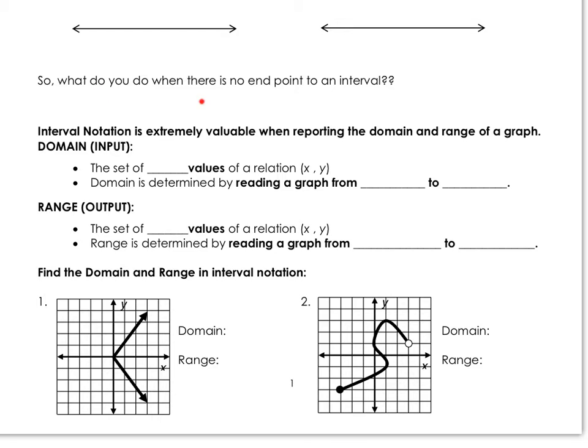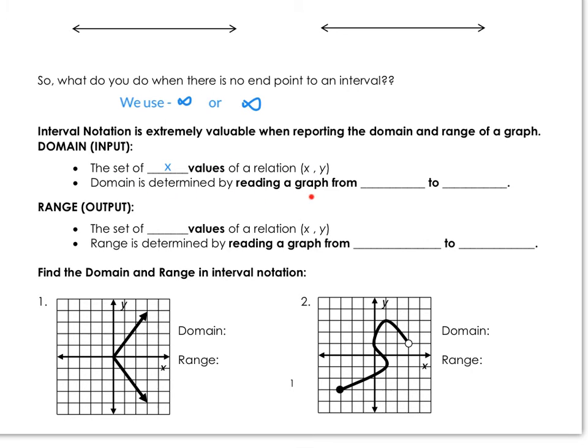So what do we do when there is no endpoint to an interval? That's when we use our negative infinity and infinity symbols. Hopefully you can make yours look a little bit better, but we use the negative infinity or infinity symbols. Okay, interval notation is extremely valuable when reporting the domain and range of a graph. So domain are our inputs. Remember, those are the set of x values of a relation x comma y.